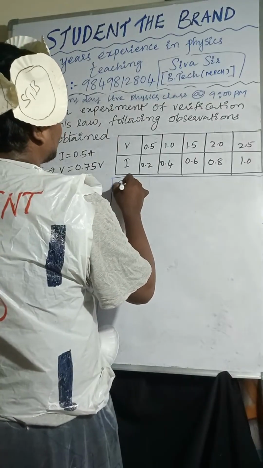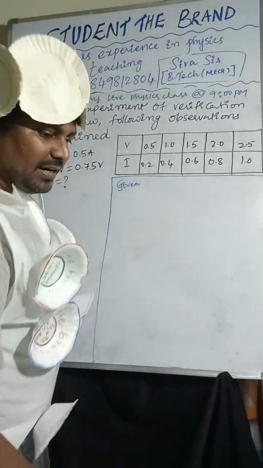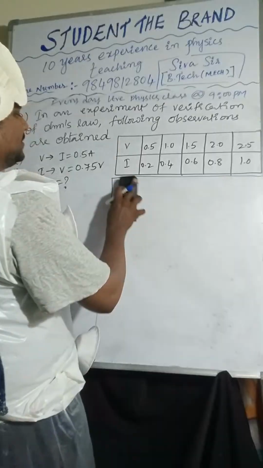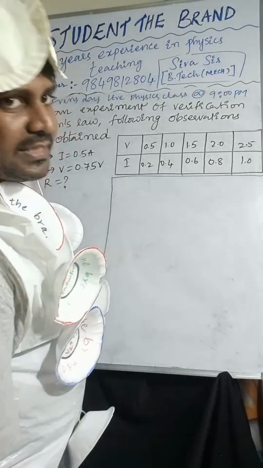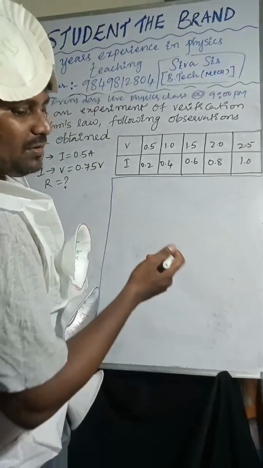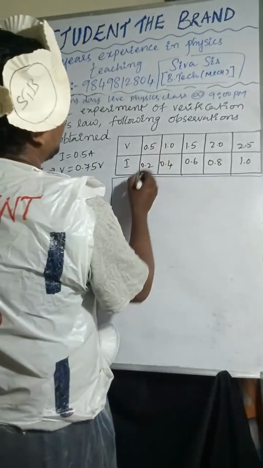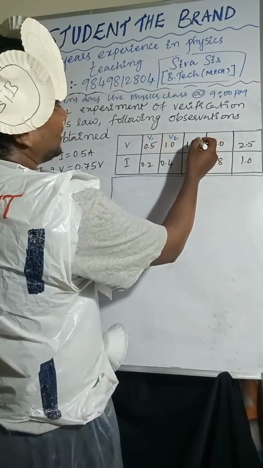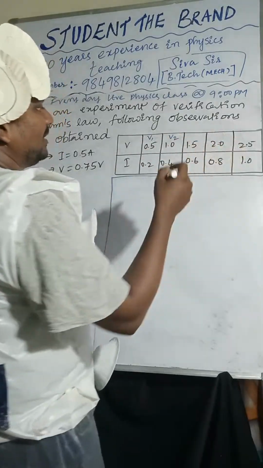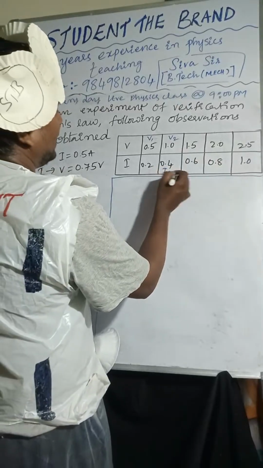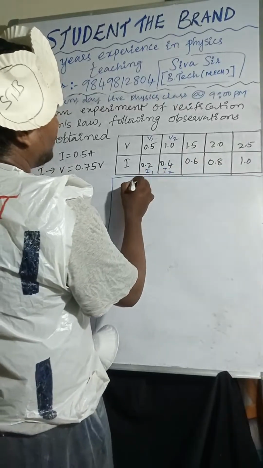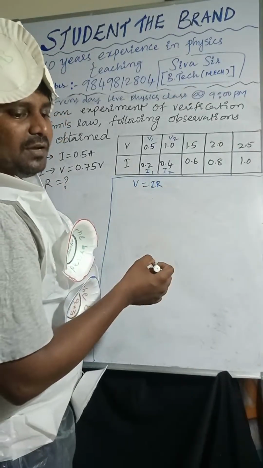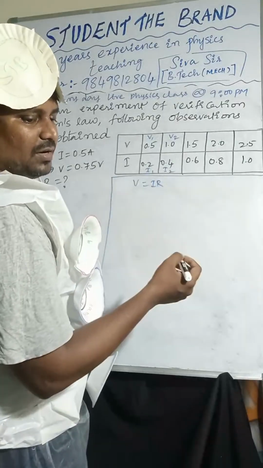Given data. According to the data, we need to identify and first find the resistance. To find the resistance, I am taking this as V2 and this as V1, and similarly I2 and I1. We know the formula from Ohm's law: V equal to IR.